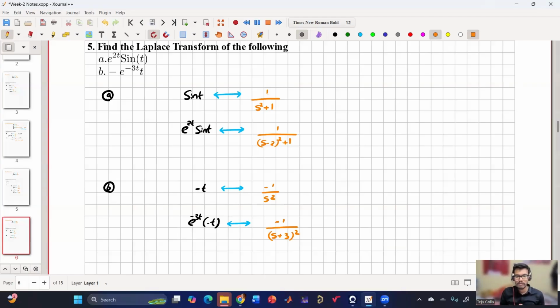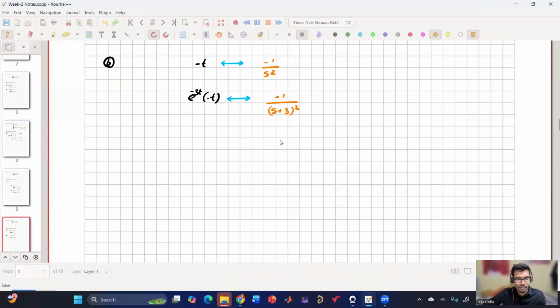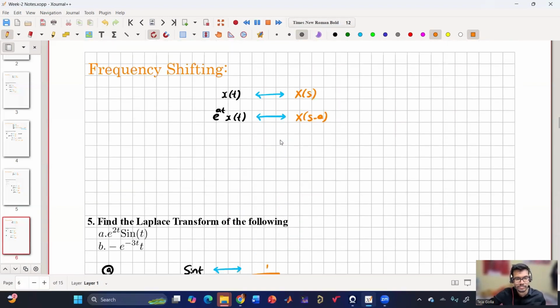So only when the time shifting is there on the time side, we'll have a negative sign in the exponential on the frequency side. Whereas if we have the positive shifting on the frequency side, we'll have the same positive expression there. Like if we have t minus t naught, it is e to the power minus s t naught. Whereas if we have s minus a, it is e to the power a t. So this is something that you should keep in mind. So is this clear? Frequency shifting?